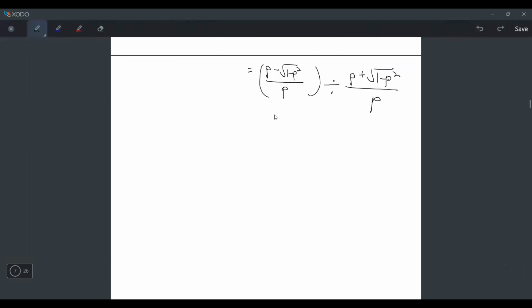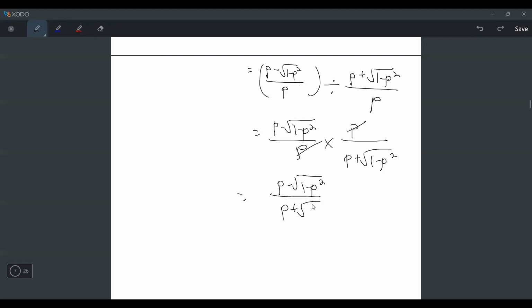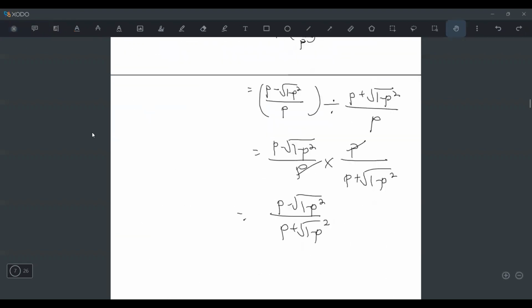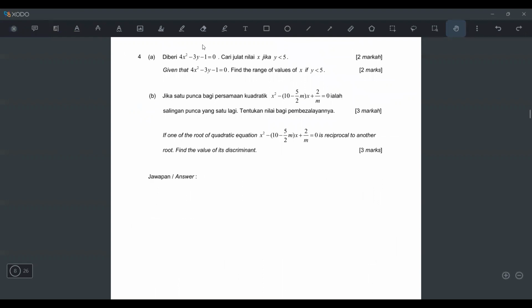All right, now let's continue to simplify. P minus square root 1 minus p square over p, divided can become times p over p plus square root 1 minus p square, cut, and then left with p minus square root 1 minus p square over p plus square root 1 minus p square, right? So I believe that's the answer. Okay. Yep, that's all. Okay, let's go to number 4.